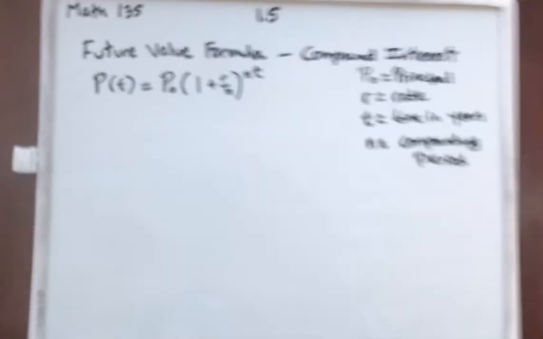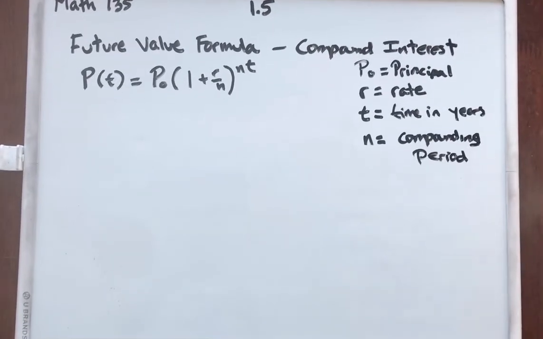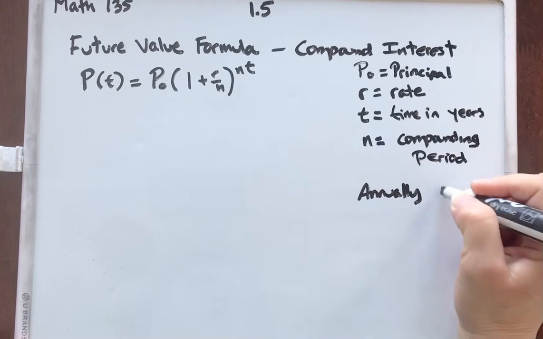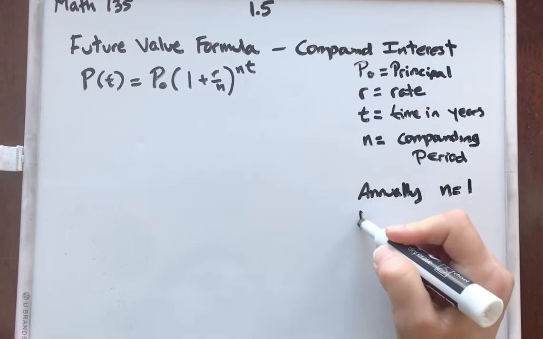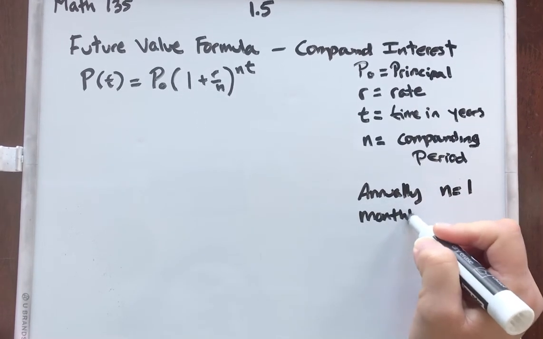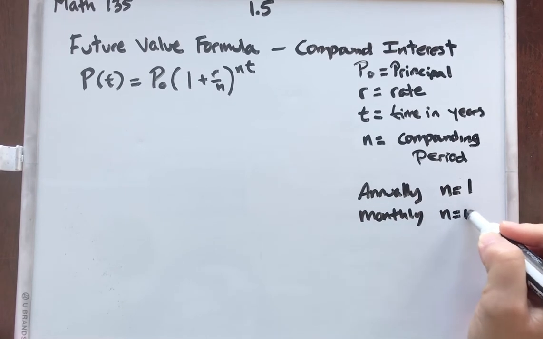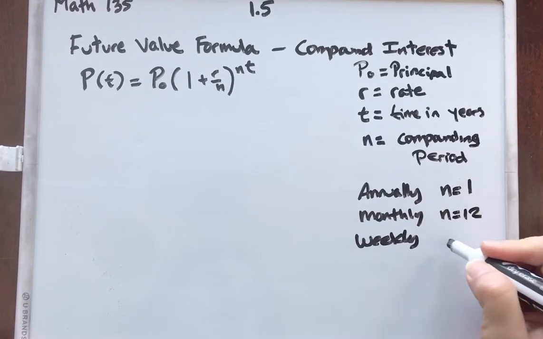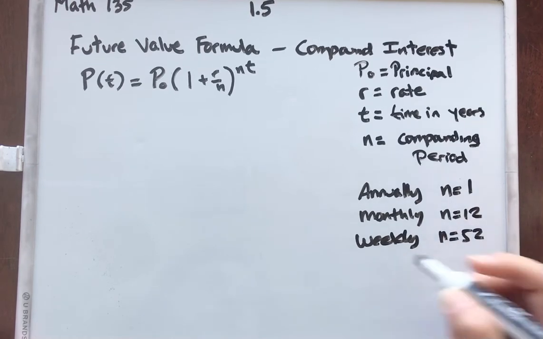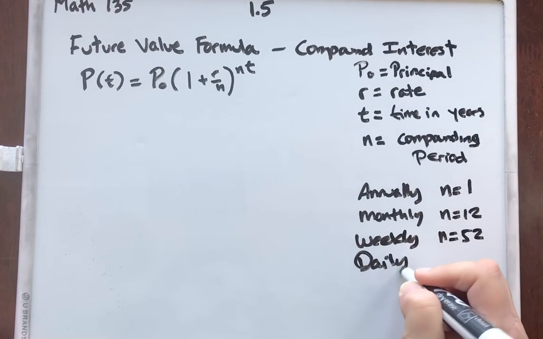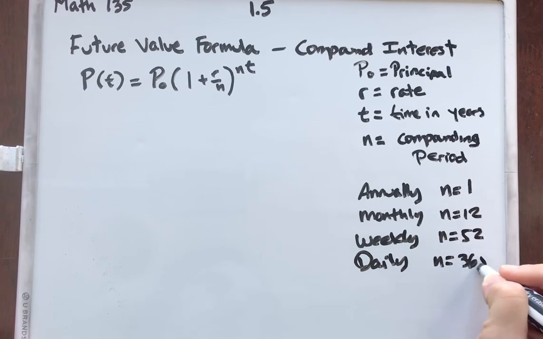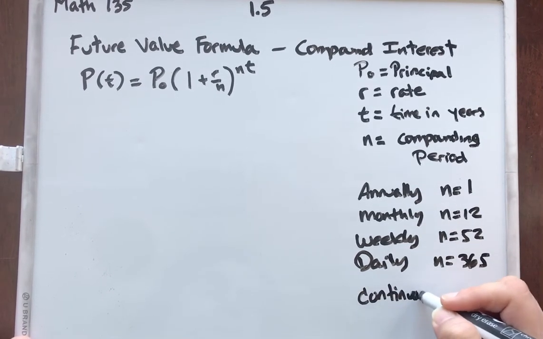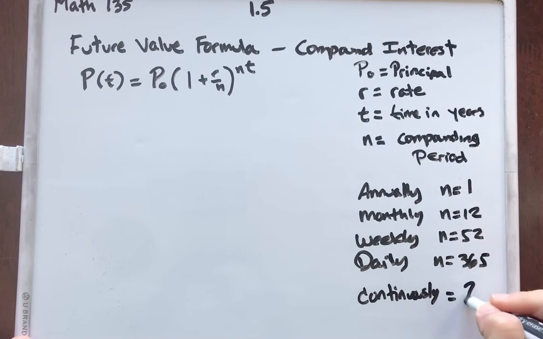For example, if we say annually, of course that's once a year, so n would equal 1. Monthly, that's 12 times a year, so n equals 12. Weekly, n equals 52. Of course, daily, n equals 365. Then we have continuously, which we will hold off on.